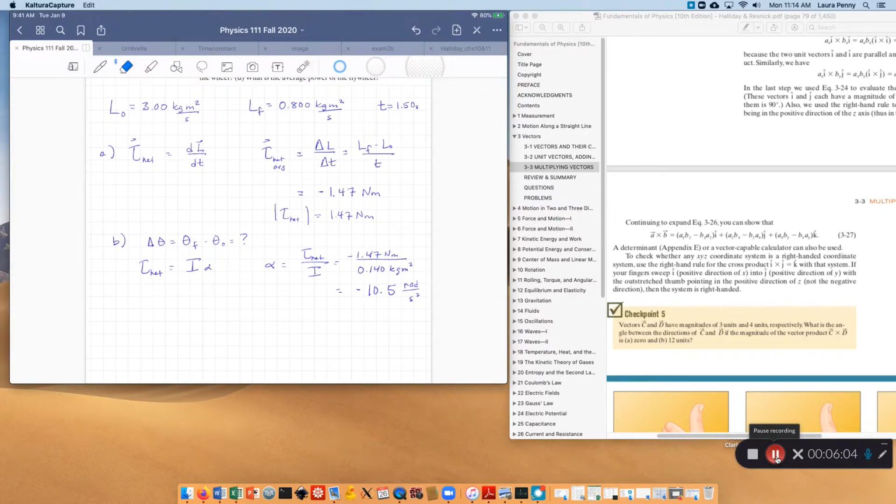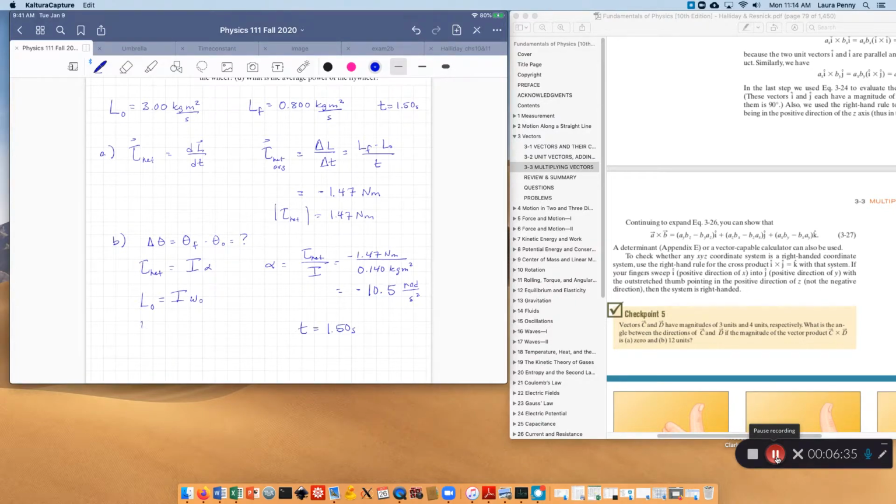I also know time, right? I still know that time is 1.5 seconds. In order to find out delta theta, I probably need some initial omega or some final omega. So I should also say that L initial is I omega naught.